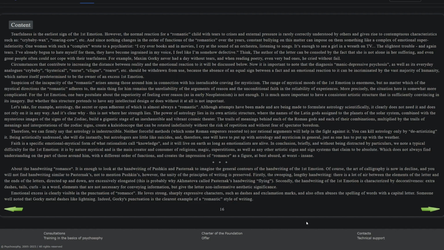I think the author of the letter can be consoled by the fact that she is not alone in her suffering, and even great people often cannot cope with their tearfulness. For example, Maxim Gorky never had a day without tears, and when reading poetry, even very bad ones, he cried without fail.